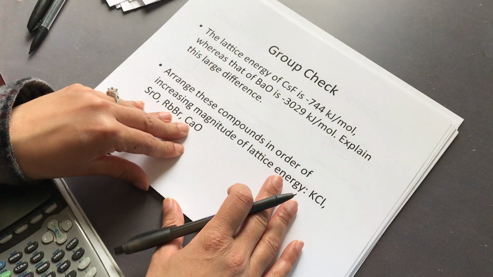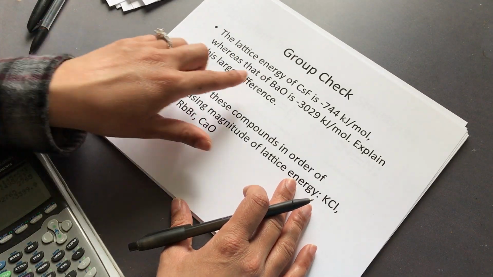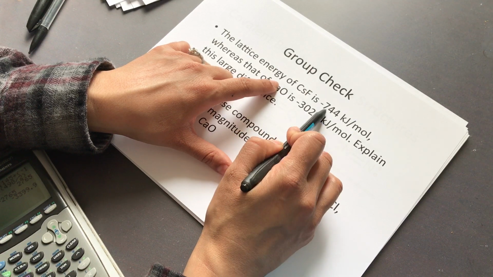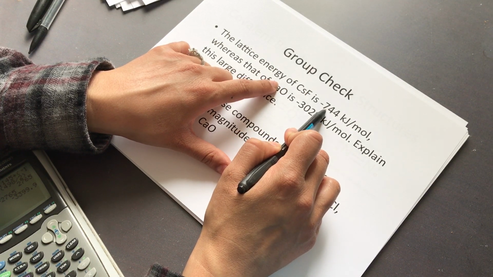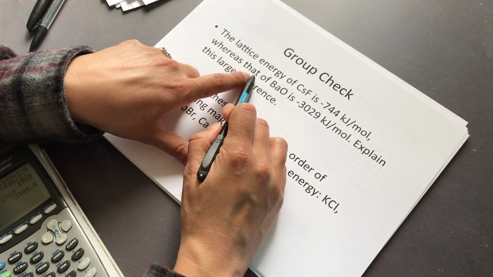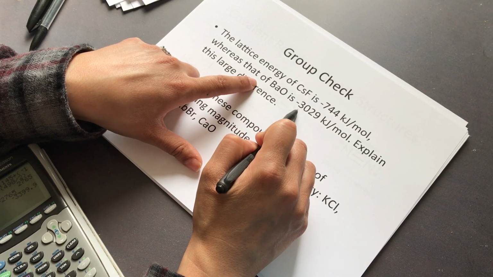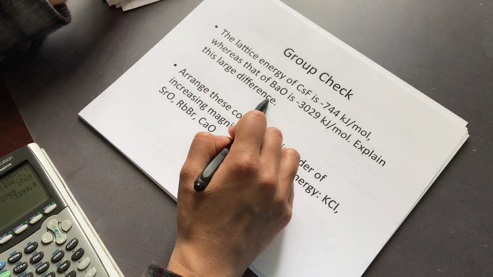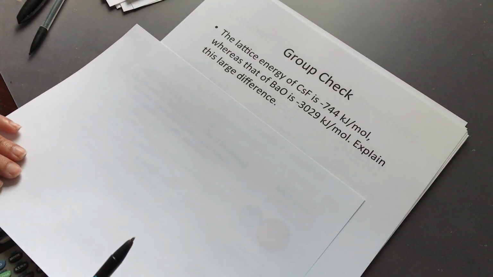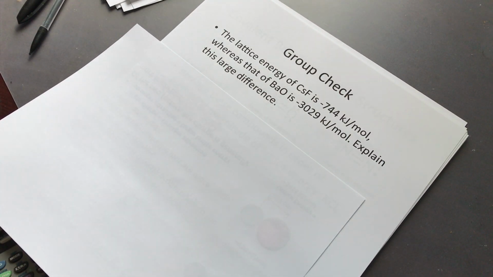With that said, let's practice those two things. The lattice energy of cesium fluoride is negative 744 kilojoules per mole, whereas that of barium oxide is negative 3,029 kilojoules per mole. Explain this difference. If you take a moment to look at your periodic table, figure out where cesium and fluoride are located and where barium and oxide are located.